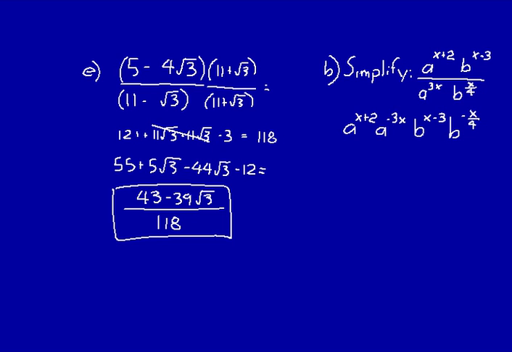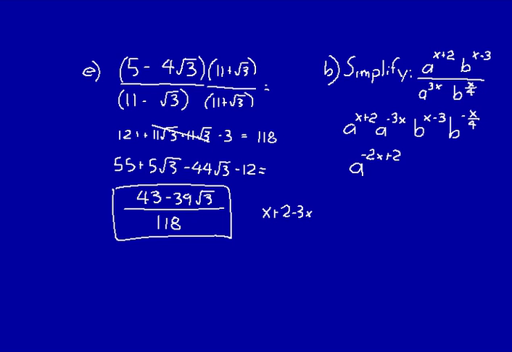Now we can simplify further because when we have similar bases multiplied together, that means we can add the exponents. So we can have a to the minus 2x plus 2. Now why is that? Just think about it. x plus 2 minus 3x. You could even do that over to the side. Just add the exponents up over to the side. x plus 2 minus 3x. You should see that that's equal to minus 2x plus 2.